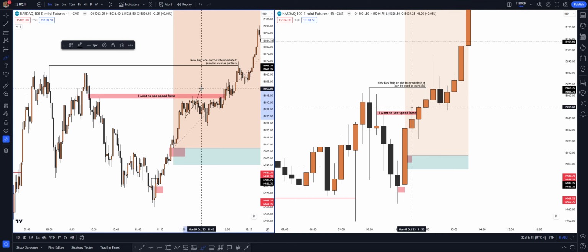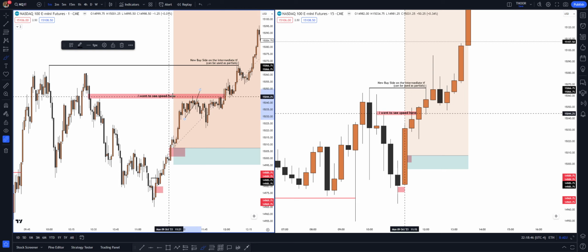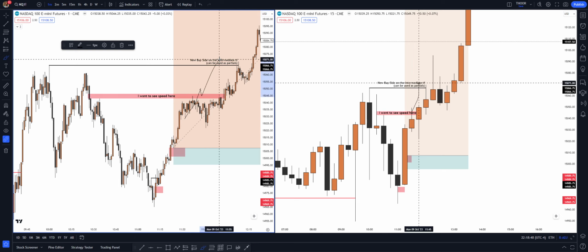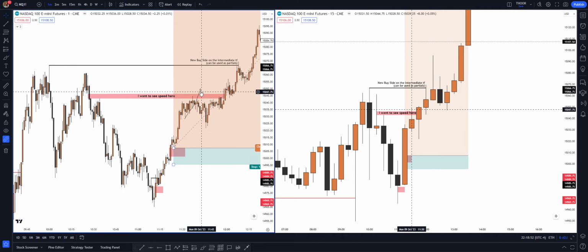Boom, with one candle, I want to see it violating this fair value gap on the 1 minute. A retest and boom, takes out the buy side. Okay, that's what I want to see. In this case, it didn't do that, which is still fine.